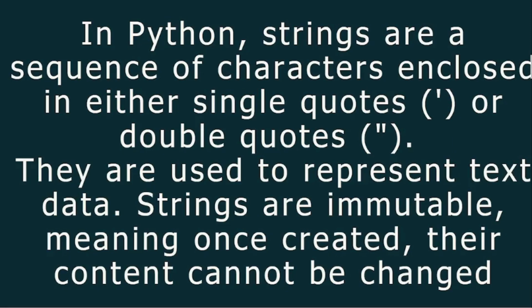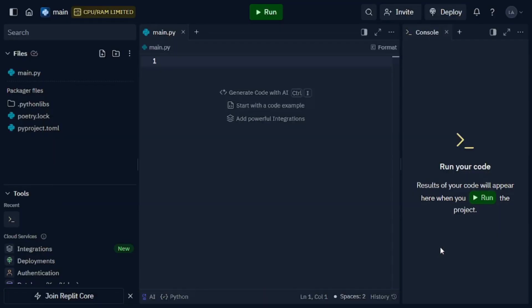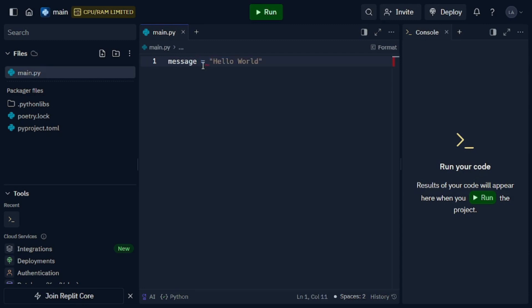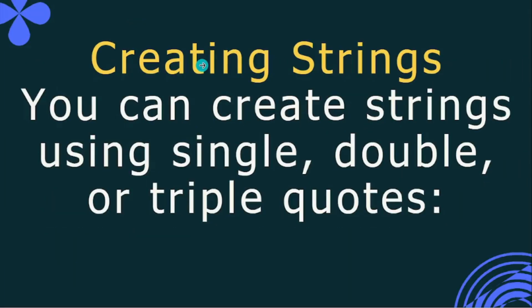What is a string? So what exactly is a string? In Python, a string is a sequence of characters enclosed in quotes. Use either single quotes or double quotes and the result is the same. Here is a simple example. Let us see. We will use a string of hello world, which is message. It is equal to hello world. In this example, message is a string variable containing the text hello world.